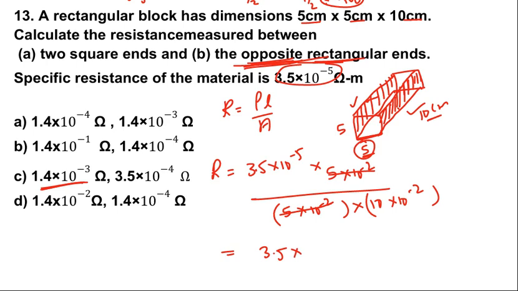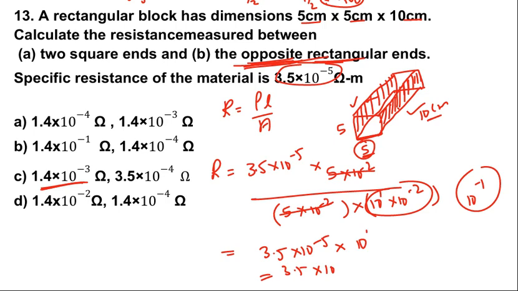3.5 into 10 power minus 5 into... and if it goes to the numerator, what happens? This becomes 10 power minus 1. So if it goes to the numerator, you will get 10 here. So 10 power 1 you are getting, that is 3.5 into 10 power, so minus 5 plus 1, that is minus 4 you will get. So 3.5 into 10 power minus 4 ohms you are getting. So the second answer will be 3.5 into 10 power minus 4. And in this way we can solve this problem.